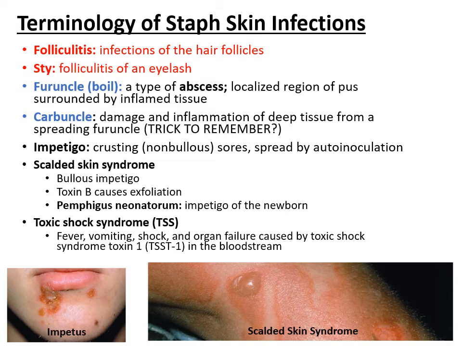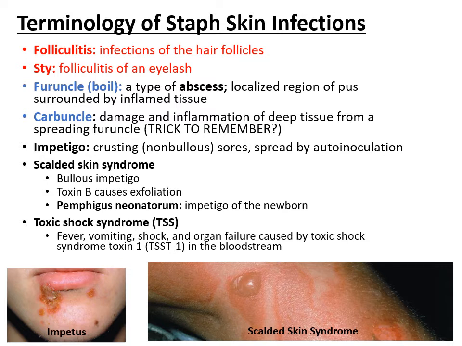Then we have a few different conditions that we list out over on the bottom of this slide, which are impetigo, scalded skin syndrome, and toxic shock syndrome, which you've also heard about in lab, and which is not only caused by Staph aureus or staph infections, but you'll also see with Strep pyogenes infections as well. When we talk about these infections, notice impetigo says non-bullous sores. So they're not going to be the very large vesicles in that one. But most importantly, it says spread by autoinoculation.